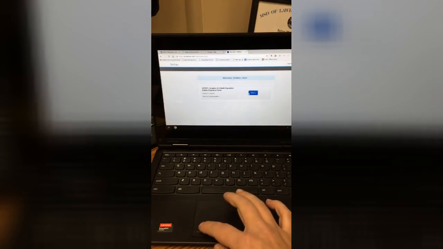We're in grade 7 or grade 8, so you're not going to go to the writing prompt. The writing prompt is different. We're between grades 6 through 8, math equation editor. That's where you need to be going. And we're going to go ahead and hit start.